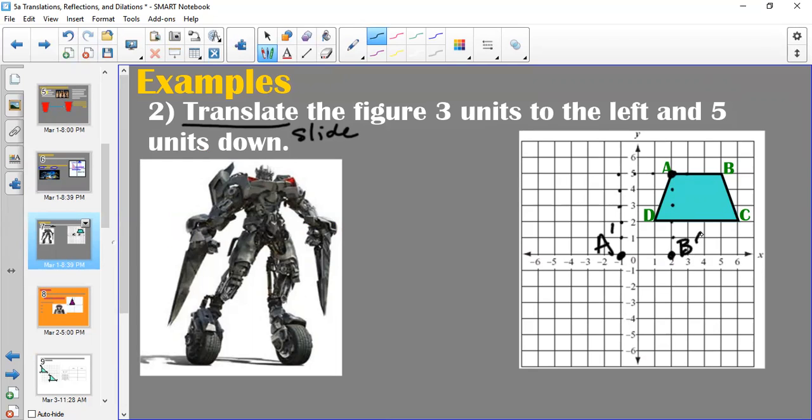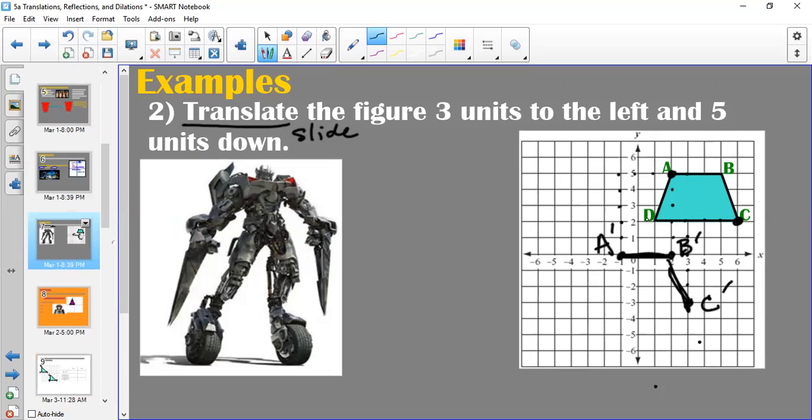B prime. Now, some people can start filling in the shape because they know that these 2 shapes should be congruent. That's fine if you want to go that route, or if you want to count each letter individually, going 1, 2, 3 to the left and 1, 2, 3, 4, 5 down.